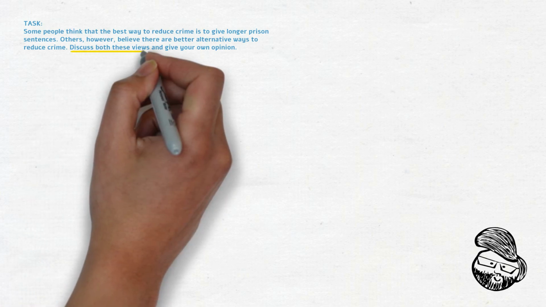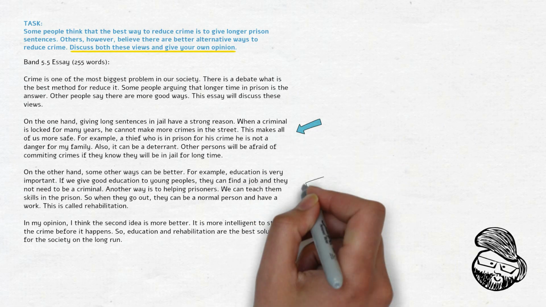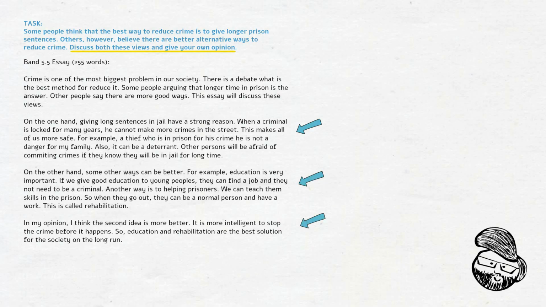It asks us to examine 2 opposing viewpoints and give our own opinion. Here's an authentic Band 5.5 attempt. The writer tries to discuss both sides, but the ideas are underdeveloped, the opinion is weak, and there are several noticeable language errors. To get the most out of this video, I suggest you pause it and rewrite the essay with all the changes you would make to get a Band 7 or higher. After that, you can see if we have similar ideas.